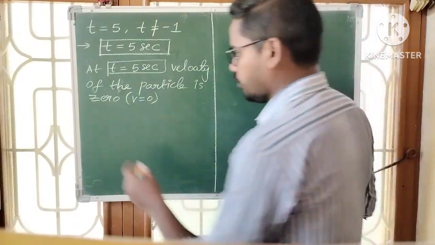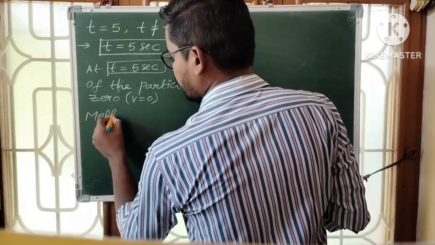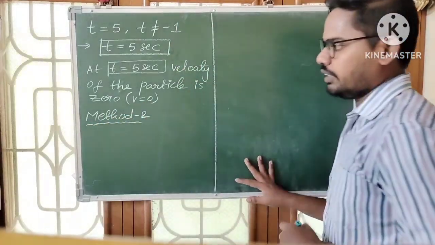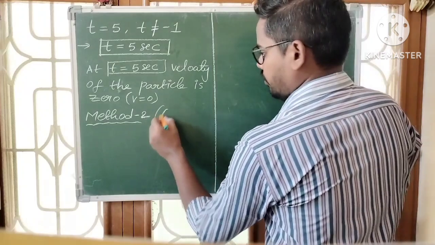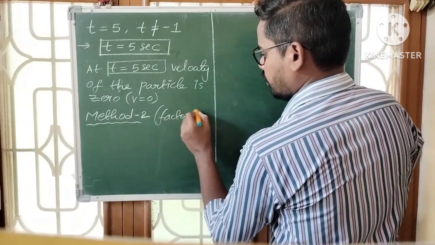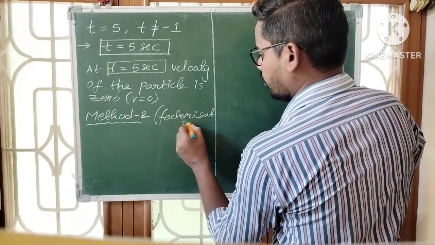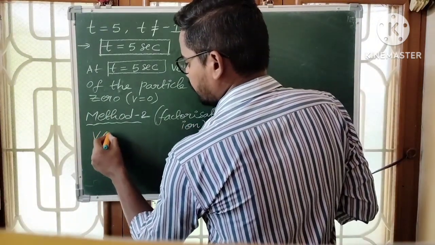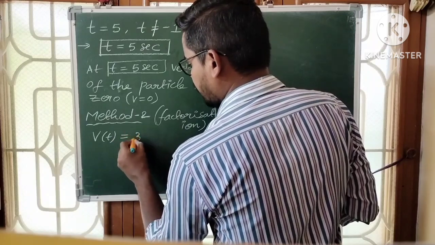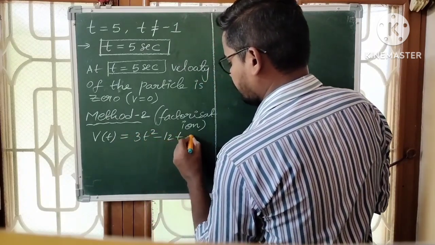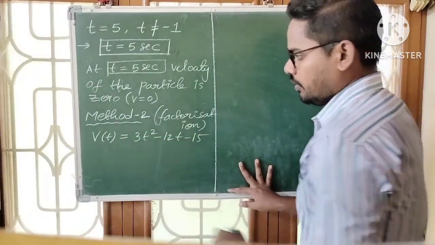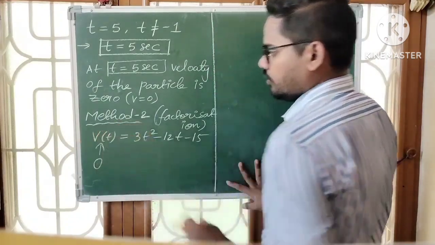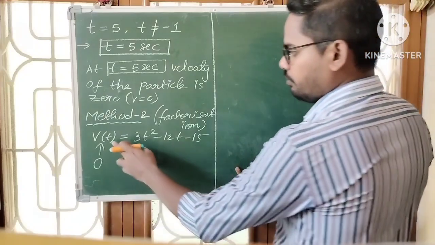What is the method? Method 2. We can solve the same quadratic equation in one more method. That method is factorization. So either we can use the quadratic formula or the factorization process. So what is the velocity equation? V of t is equal to 3t square minus 12t minus 15. So here we have to make velocity 0. So we need the time at which the velocity of the particle is 0.